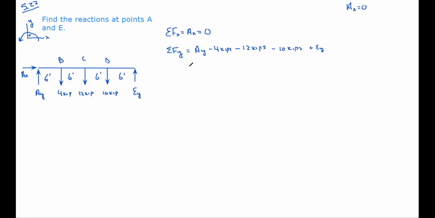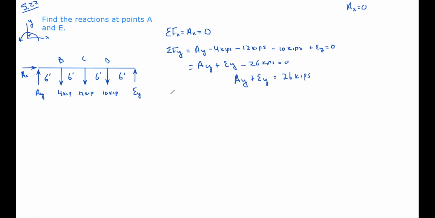Very quickly, combining those terms that are alike: AY plus EY. Negative 4 minus 12 is negative 16. Negative 16 minus 10 is negative 26 kips, equal to 0. I'm going to go ahead and add 26 to both sides. AY plus EY is equal to 26 kips. All right, one equation, two unknowns. That tells me we have to go elsewhere to get our information.